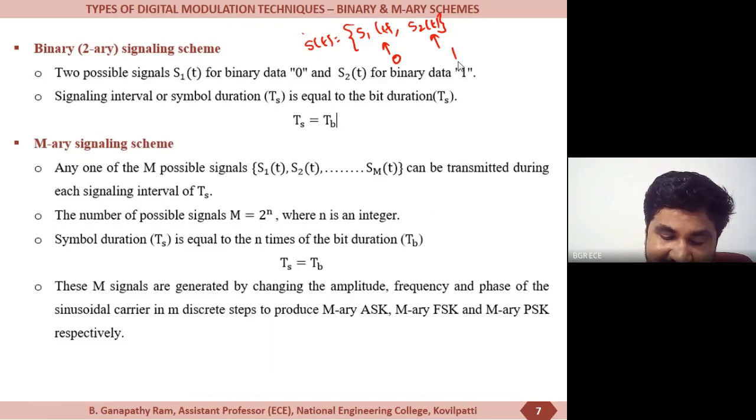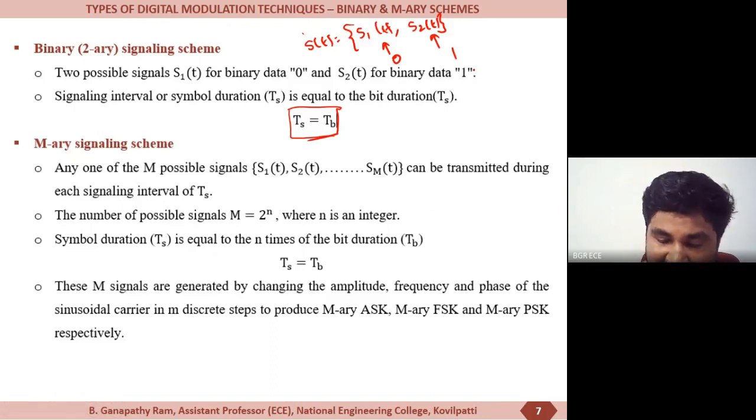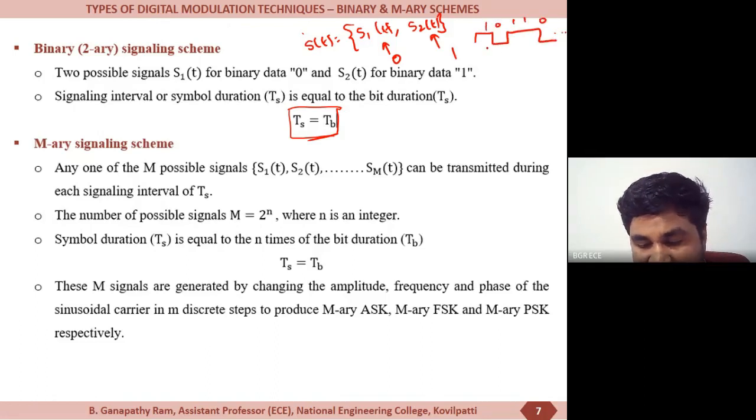Here the symbol duration is referred to as TS, TB is the bit duration, and if this is the binary data which is going to be transmitted, this will be the bit duration, and here the bit duration and the symbol duration are the same.